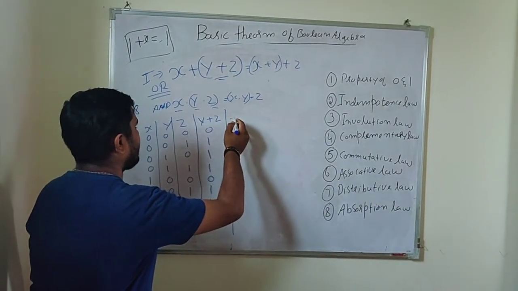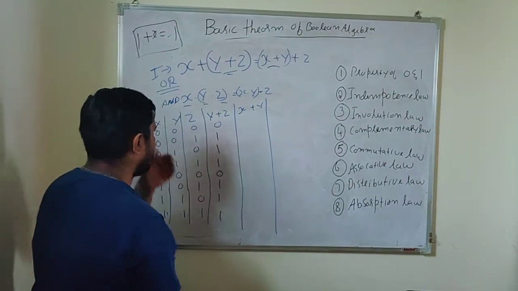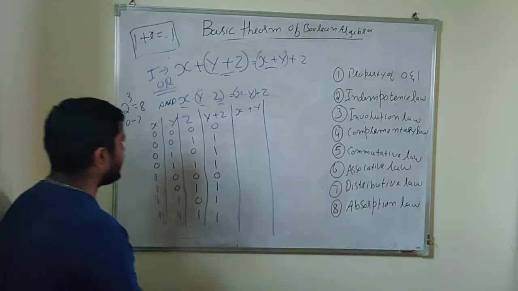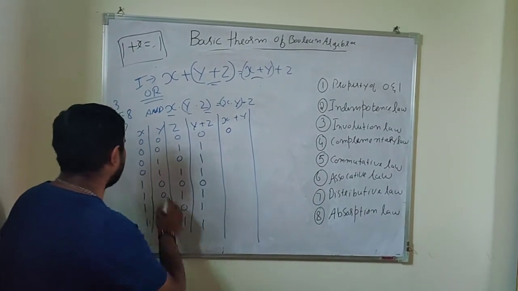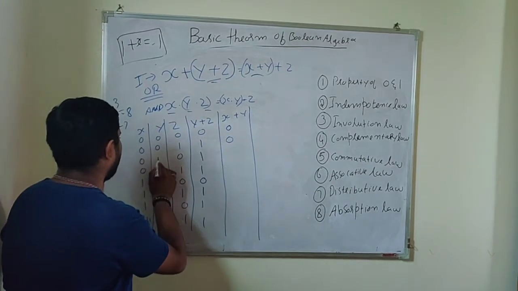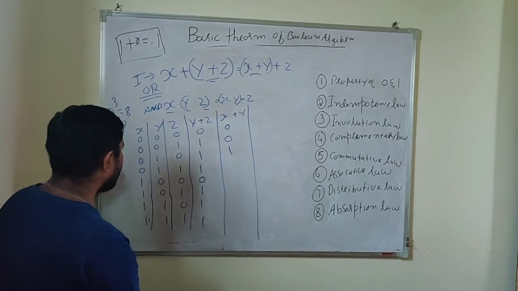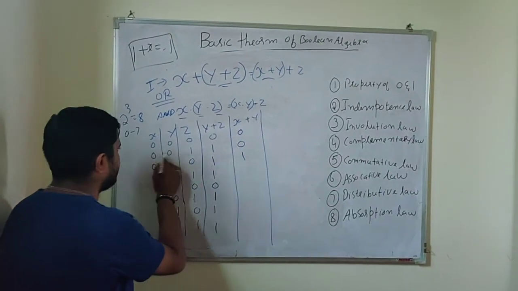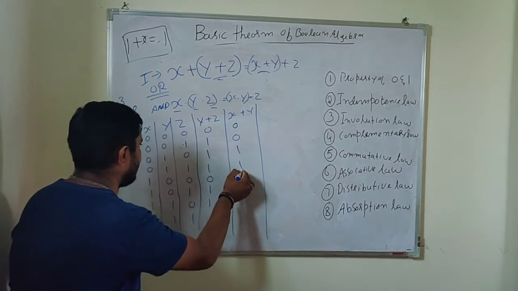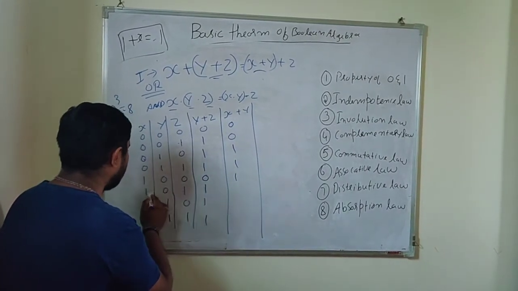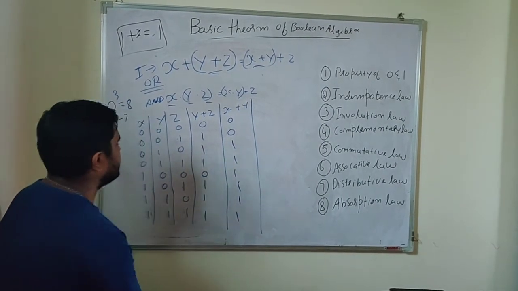Next is x plus y. So how do you write x plus y? 0 plus 0 is 0, 0 plus 0 is 0, 0 plus 1 is 1, 0 plus 1 is 1, 0 plus 1 is 1, 0 plus 1 is 1, 1 plus 0 is 1, 1 plus 0 is 1, 1 plus 1 is 1, 1 plus 1 is 1. So this is the representation.